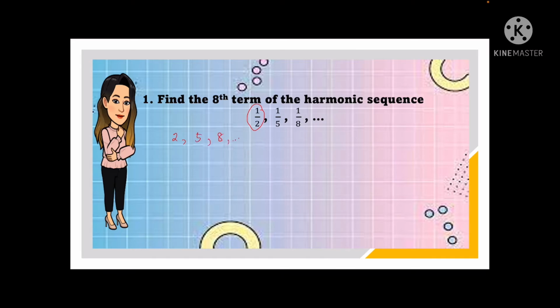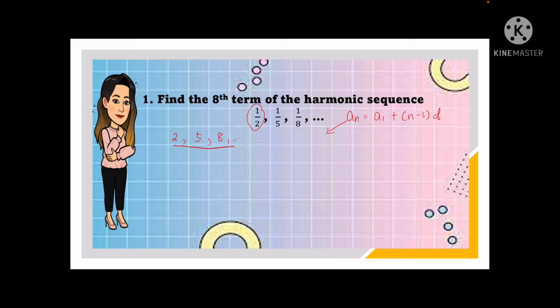Okay? After that, we can now find the 8th term by using the formula. What is the formula? We have a sub n is equal to a sub 1 plus the quantity n minus 1 times d. This is the formula of the general term or the nth term of the arithmetic sequence. So, yan po yung gagamitin natin using this given sequence 2, 5, 8.